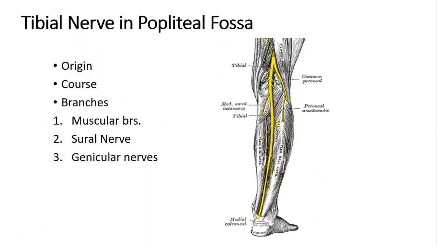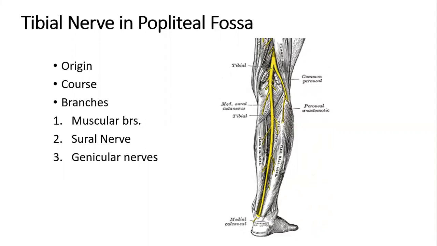It passes deep to two heads of gastrocnemius. In this diagram, the two heads of gastrocnemius are removed to show the course of the tibial nerve lying over the popliteus muscle underneath it.